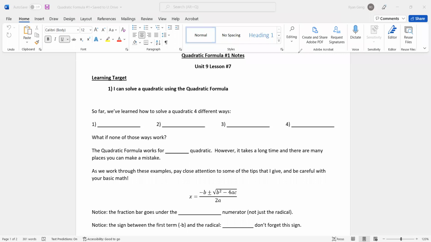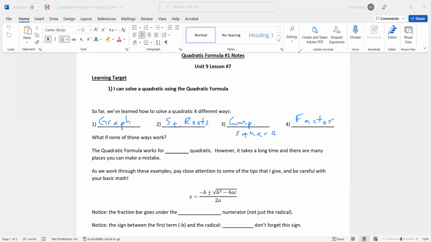We've learned about the 4 other ways already. Just to recap, it's graphing, square roots. I'm gonna kind of abbreviate here. Complete the square. And the one we just learned, lesson 6, was factoring.